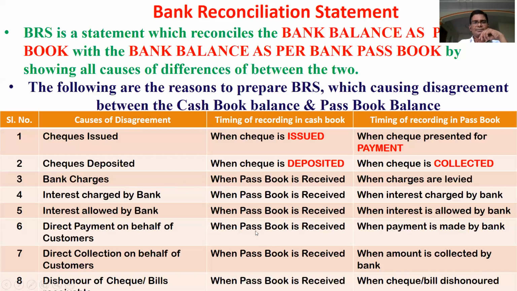Check deposited. Whenever we deposit a check, the check amount is entered on the debit side of the cash book, but the banker does not enter it immediately. Whenever a check is deposited in the bank, the banker sends the check for collection. Only after collection do they record the check deposit. That's why there is a time gap between checks deposited, recorded in the cash book, and checks collected, recorded in the passbook.